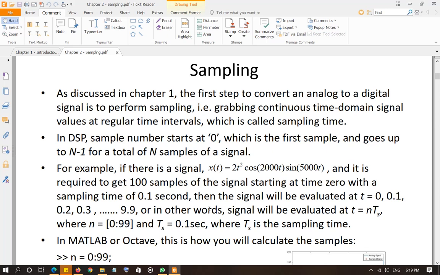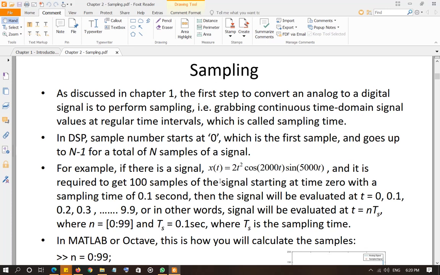Let's say 0.1 second is your sampling time. So the first sample is at 0, the second is at 0.1, the third is at 0.2, and so forth. So the sample at 0 is sample 1, the sample at 0.1 is sample 2, likewise the sample at 0.2 is sample 3. So if I ask you what will be the values of sample numbers 3 to 5?